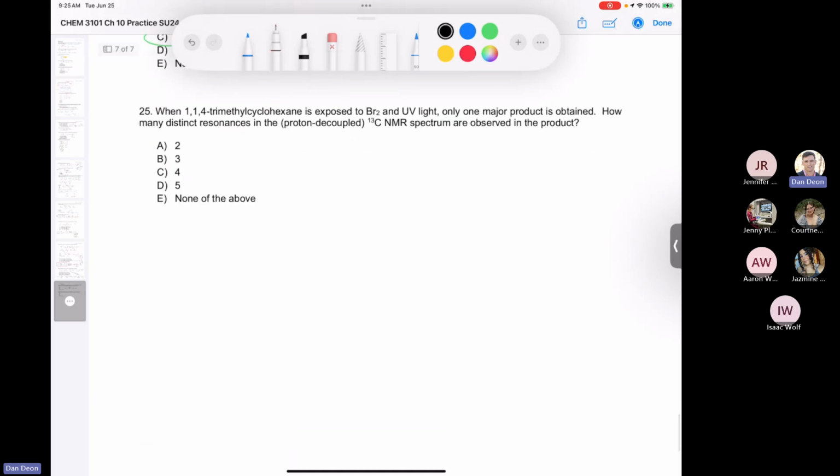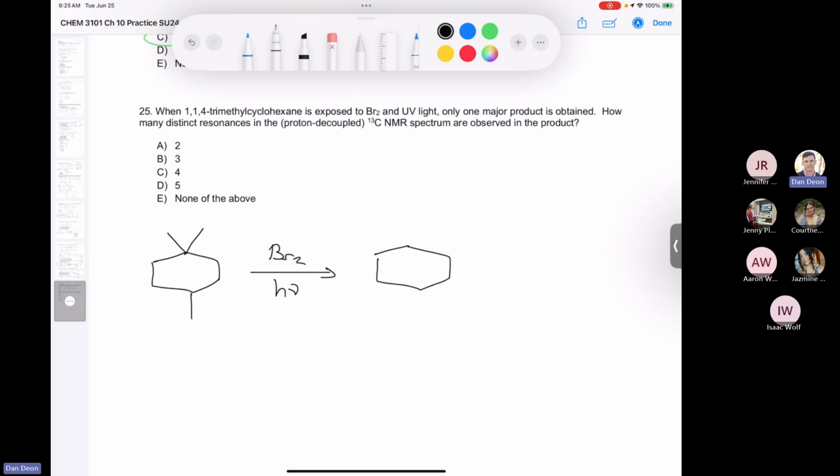Okay, last one. It says when 1,1,4-trimethylcyclohexane, it should be this. So if you have 1,1,4-trimethylcyclohexane exposed to bromine and light, only one major product is obtained. How many distinct resonances would you see in the carbon-13? They're really hooked on these.